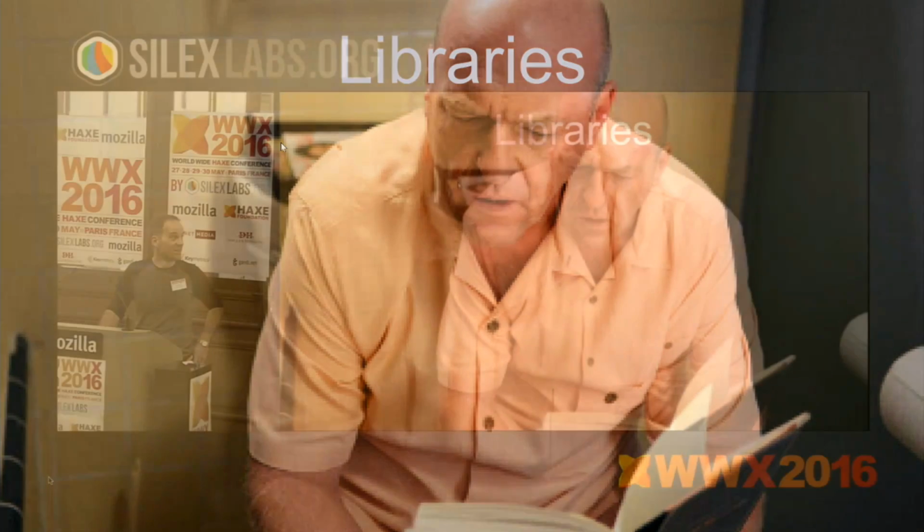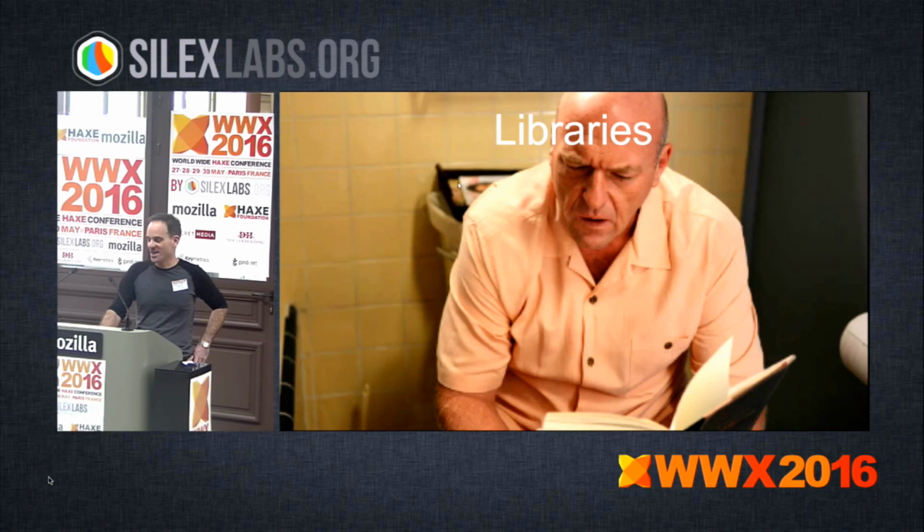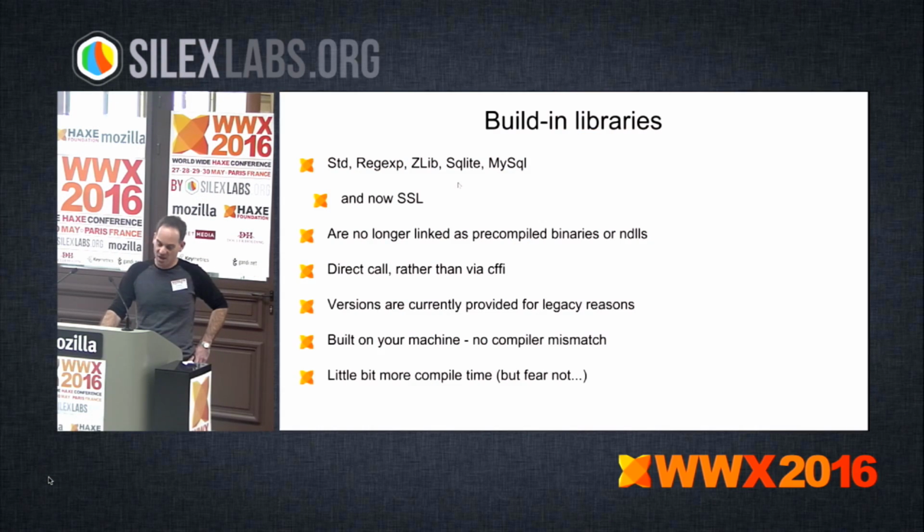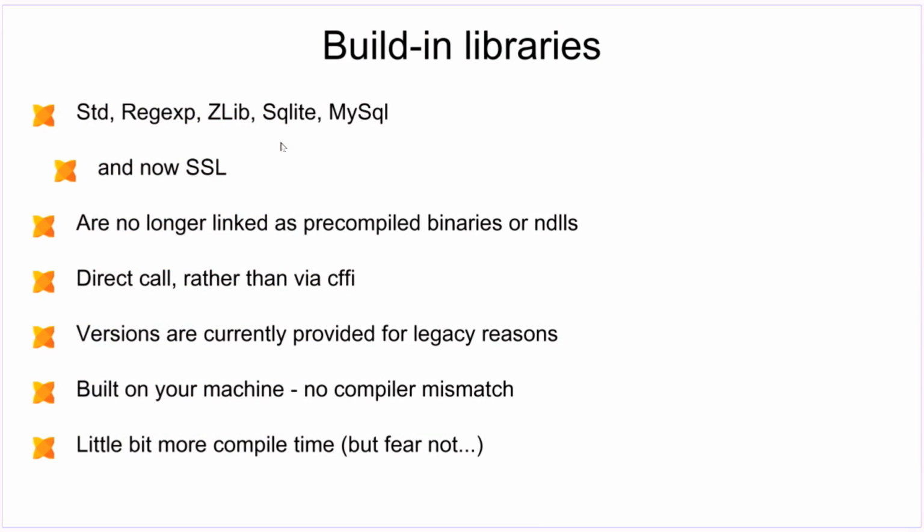So the CPP standard libraries: STD, regex, ZIP, SQL, iSQL, and now SSL, which has been a contribution that I haven't had to do anything for, which has been great. So these are now no longer linked as precompiled libraries or NDLL. So in 3.3, you simply do not need these binaries anymore. Currently I am shipping them just so that if you've got code that expects them to be there and you try to copy the DLL, it won't error out on you.